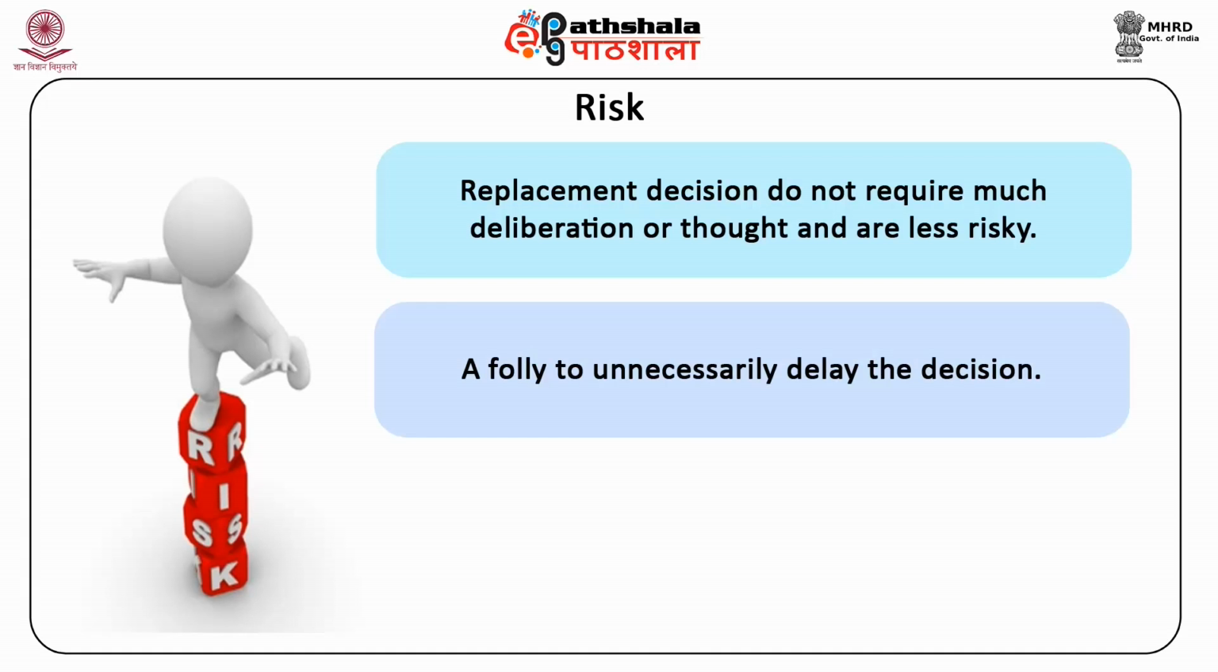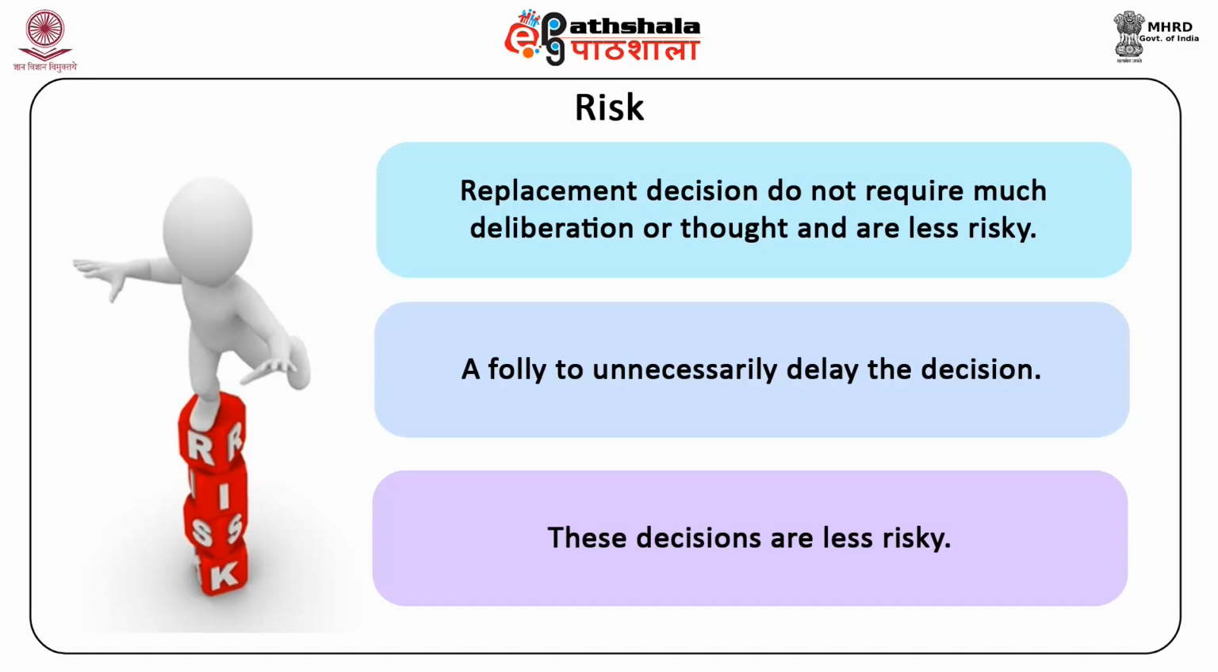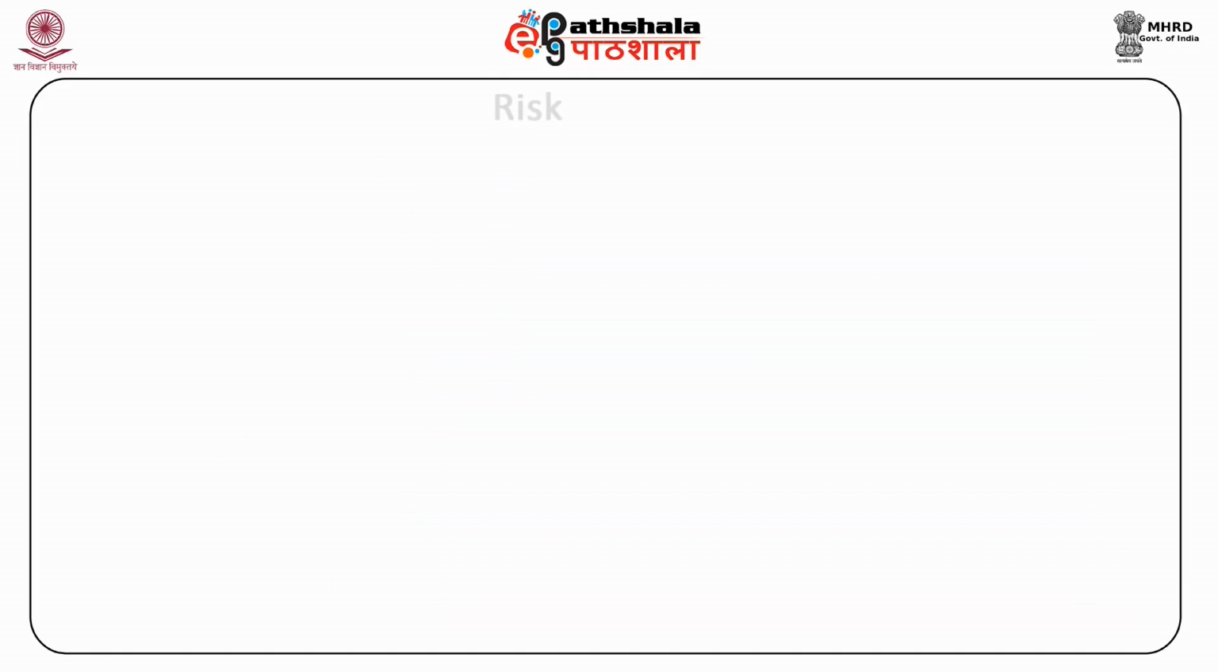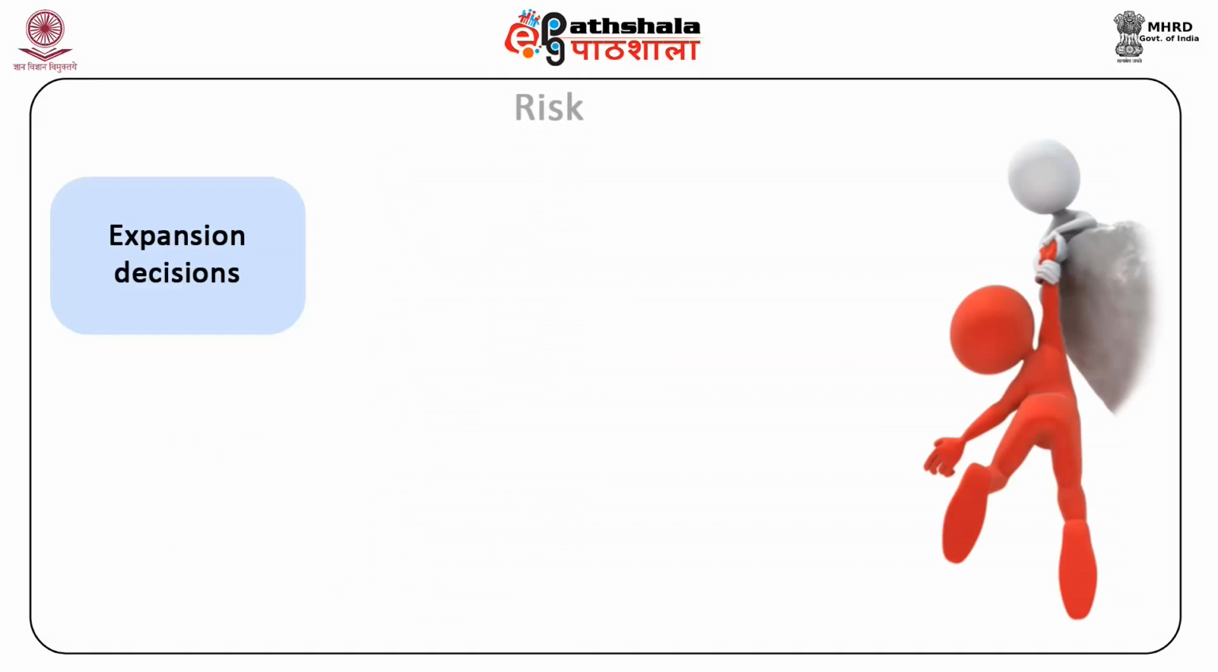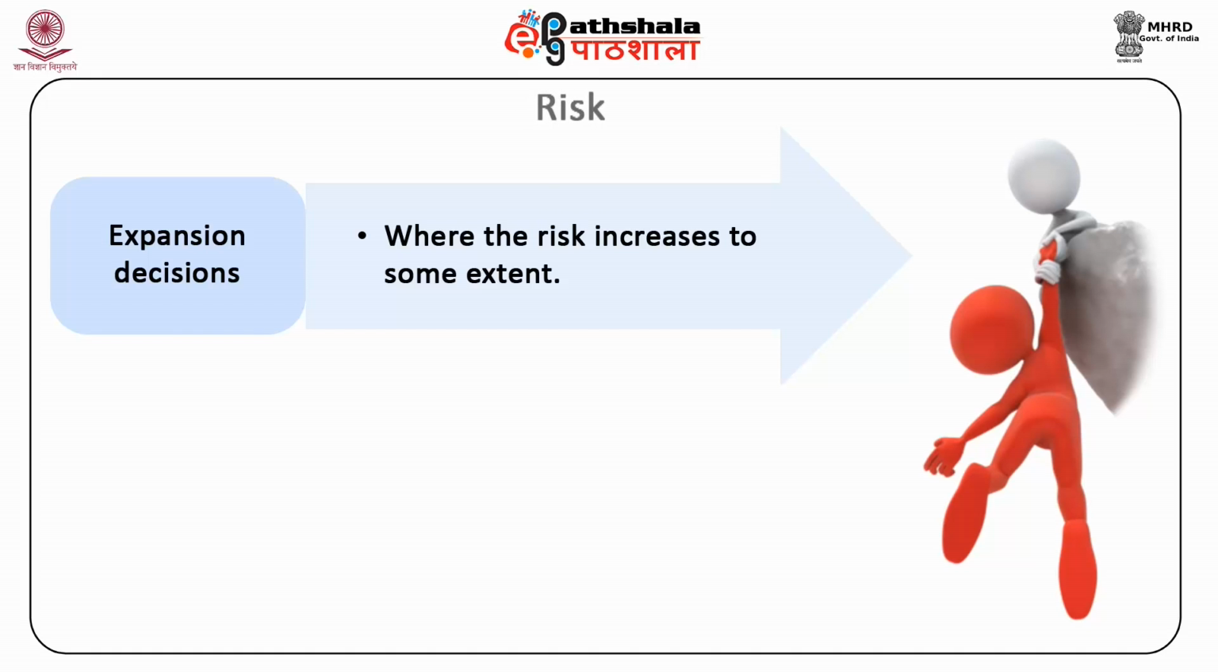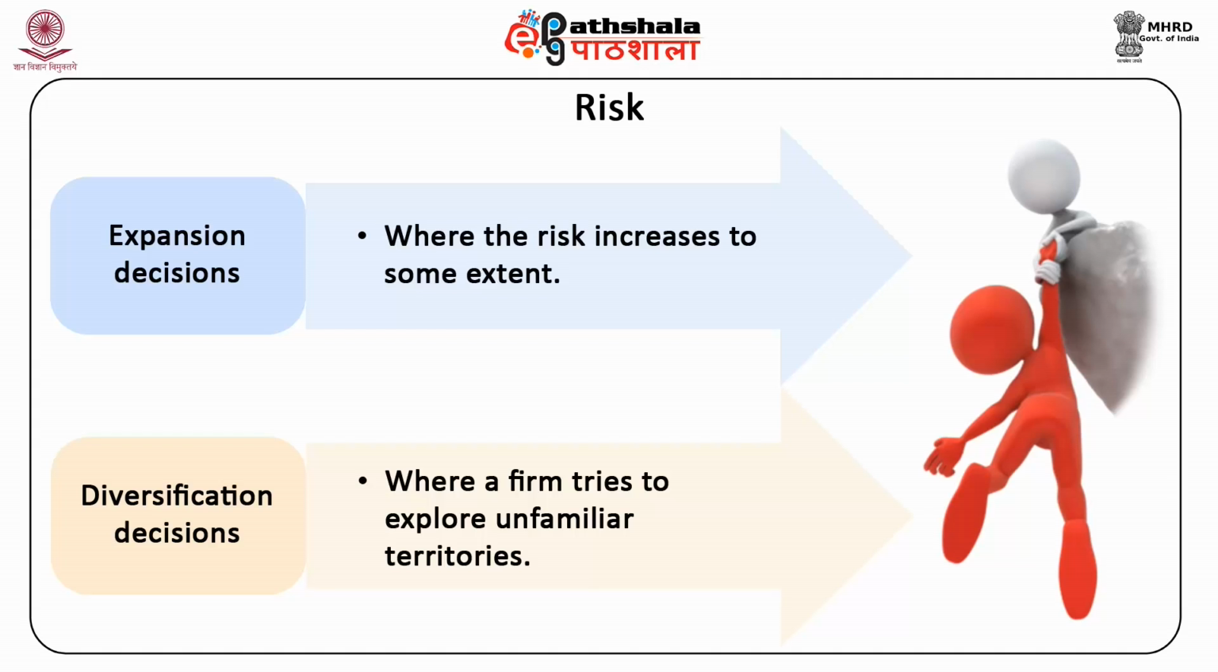Otherwise, it will be a folly to unnecessarily delay the decision. These decisions are less risky. The second type of project decisions is expansion decisions, where the risk increases to some extent. What if increased produce fail to find ready markets? So, these decisions should be taken after careful process. The third decision is diversification decision, where a firm tries to explore unfamiliar territories. This is the most risky of all the decisions.